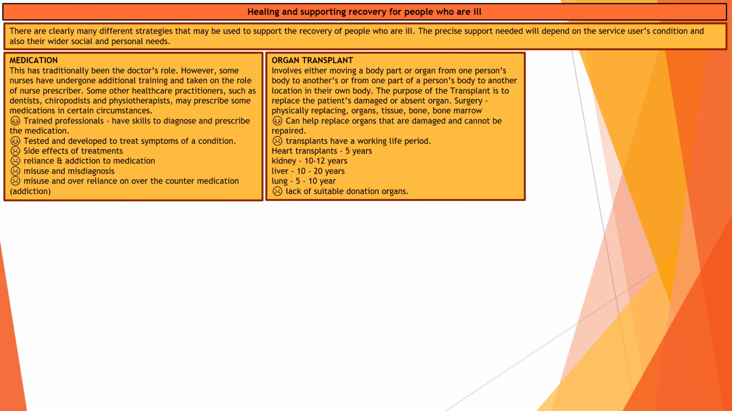Now, these can be really good for helping with a damaged or missing organ. The downside is that obviously there may be a lack of suitable donations, but also that there is a working life. For a lot of transplant organs, they have a lifespan. So for heart transplants, it may be 5 years. Kidneys will last for between 10 to 12 years. So again, these transplants are really good, but depending on how young you are, you may have to have multiple transplants performed.